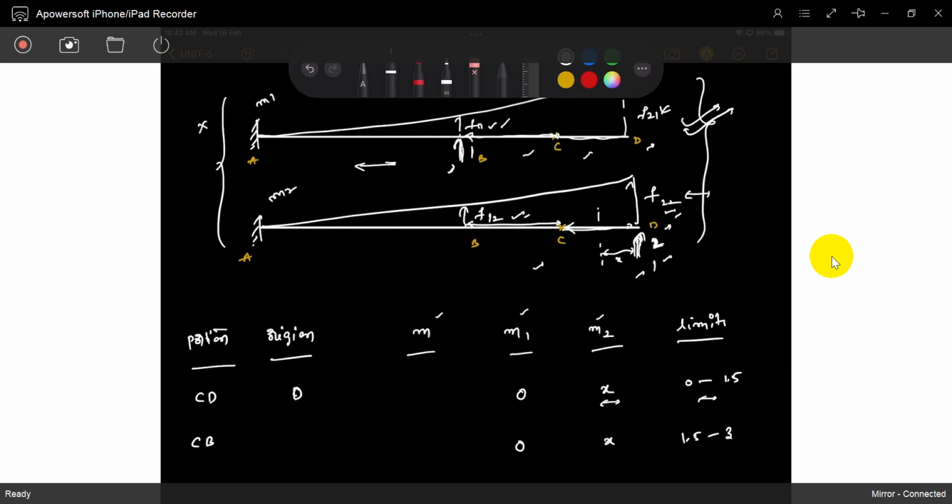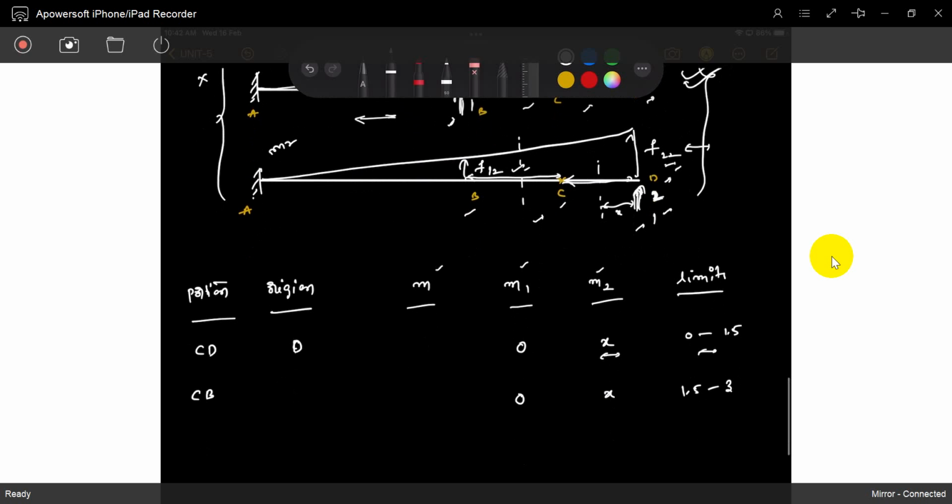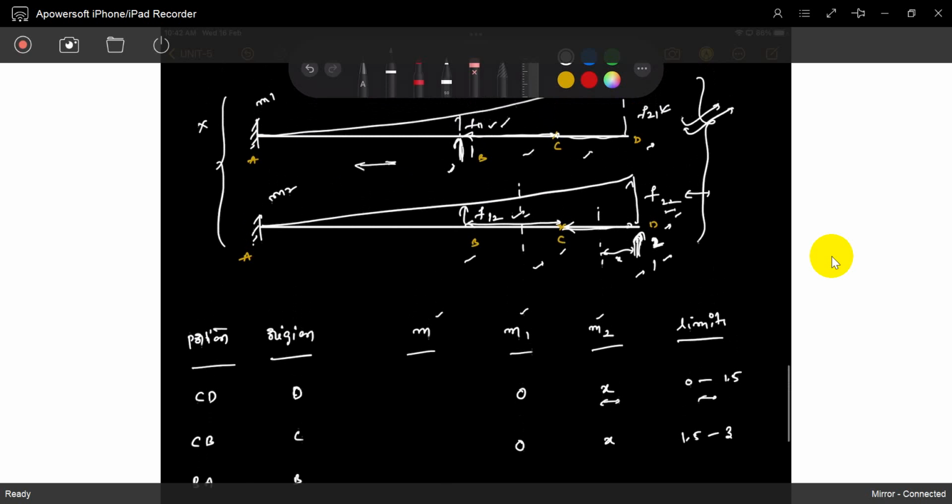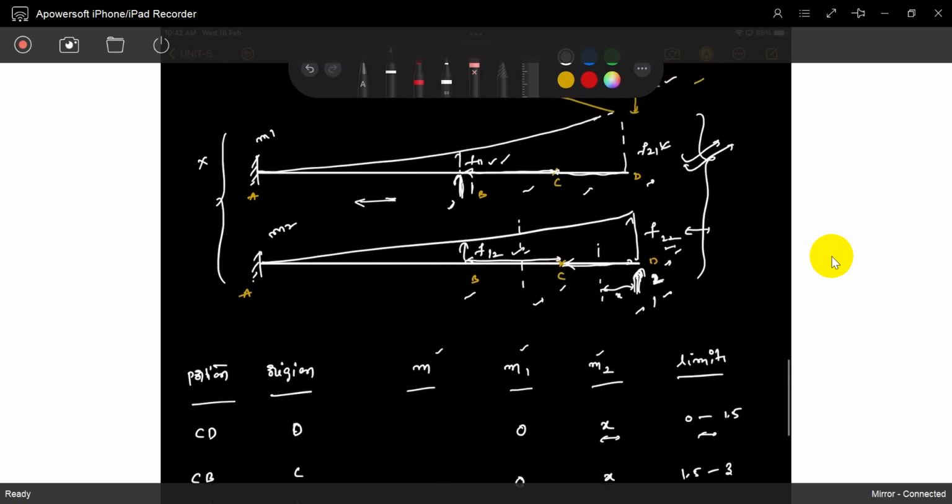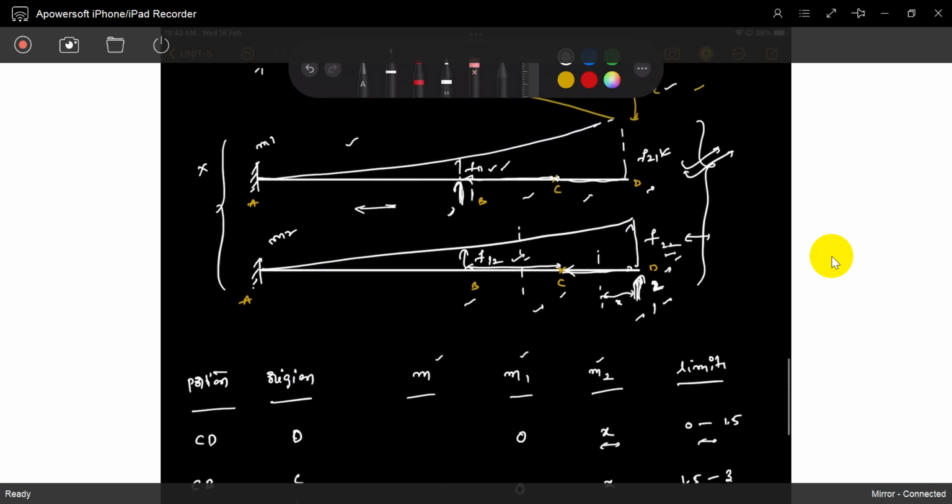1.5 to 3, are understood? Again, X only. If you apply a unit load, you will get 1 into X. This is the C to B portion. Now comes the B to A portion. Here C is the origin, here is B. For the B to A portion, if you take M1, you will get 1 into X.